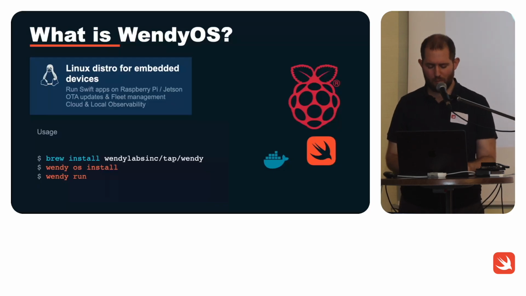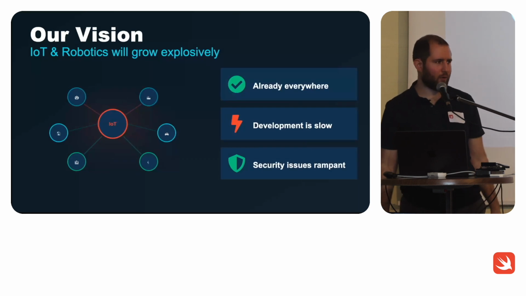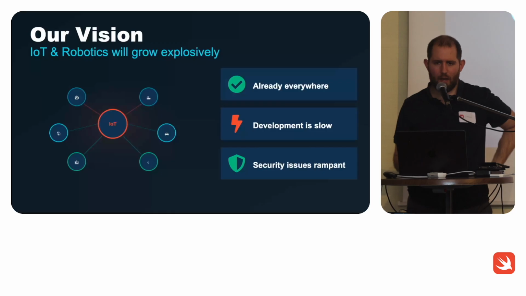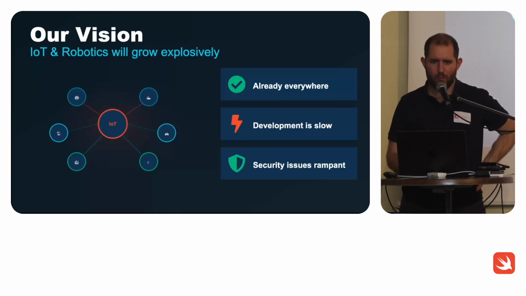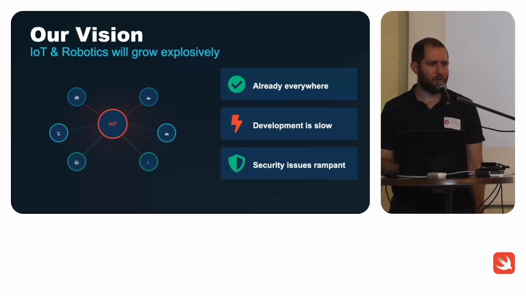So how does Wendy OS envision the future? We think that IoT and robotics will be everywhere very soon. We've seen AI take over a lot of the space, but while AI is making it easier for you to develop software with LLMs and things like Claude, I think the hardware space is way behind today. And I think Swift is the perfect language for helping empower this new movement of AI-generated code.